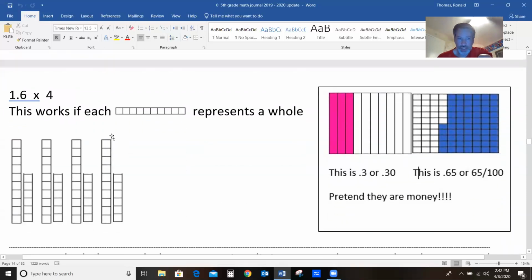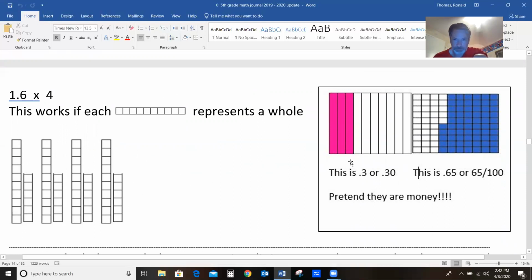Next, 1 6/10, I should say, times 4. This works if each one of these is a whole. This gets confusing, but I've seen these on tests before. We're pretending that's a whole. Usually this would be a 1/10, but in this case we're pretending it's a whole. So 1 whole and 6/10. Well, every little box would be a 1/10 then, every little tiny square. So 1 6/10, 1 6/10, 1 6/10, 1 6/10, times 4.